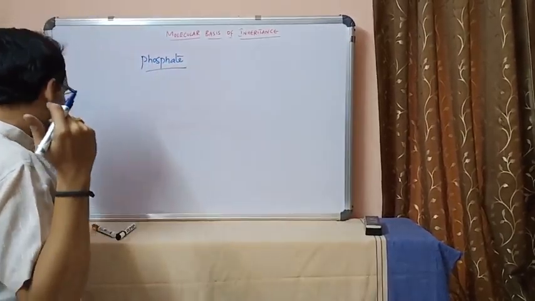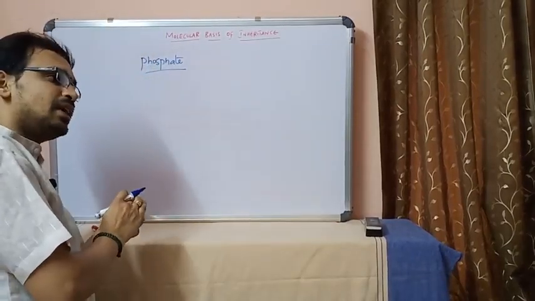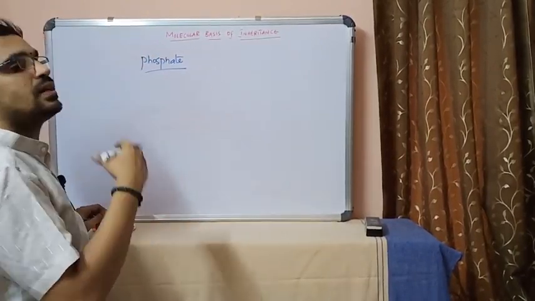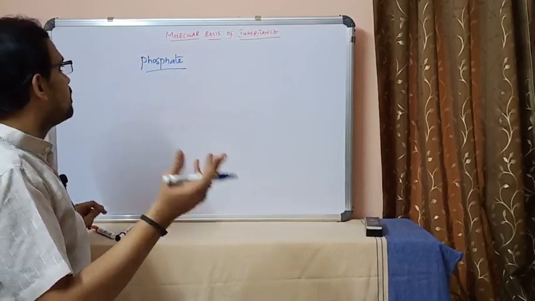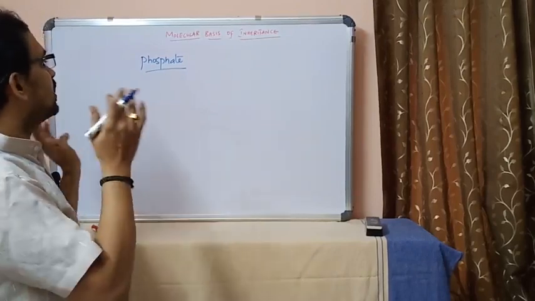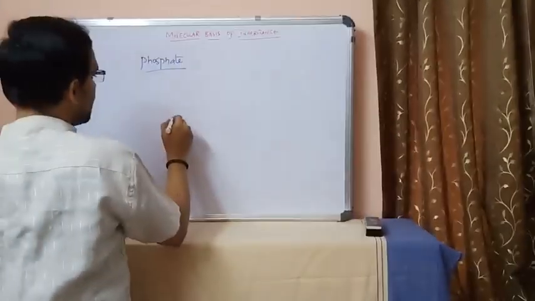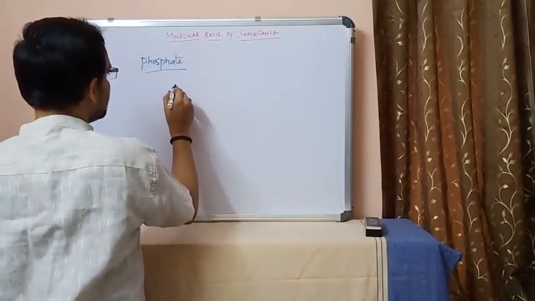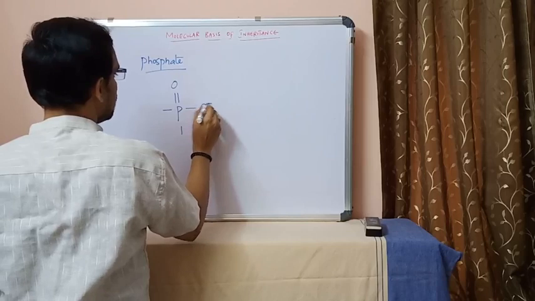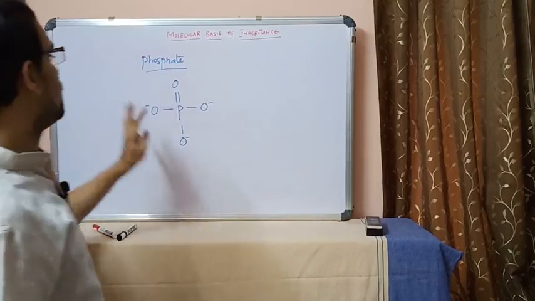So we discussed nitrogen bases and sugars. One type of sugar is present in DNA, one type of sugar is present in RNA. Some types of bases are present in DNA and some types of bases are present in RNA. But in case of phosphate, there is no difference. Phosphate is common for both DNA and RNA. So what is the structure of phosphate? The valency of phosphorus is 5. So 5 bonds, oxygen. So this is the structure of phosphate.